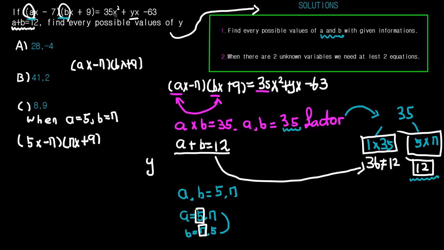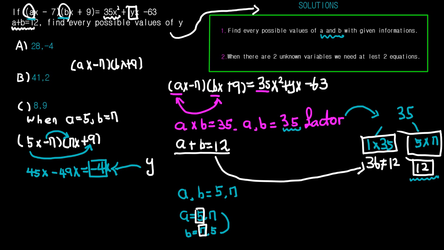All you have to see is what gets us our value of y, which is the coefficient of just the x term, which means we don't have to multiply the x and x terms. We know that will give us 35x². So we can just multiply the constant term and the x term: 5x times 9 is 45x, and then -7 times 7x is -49x, which gives us -4x. So the y value is just -4.